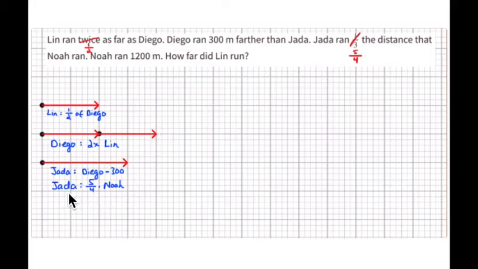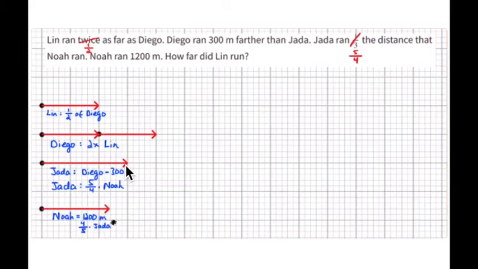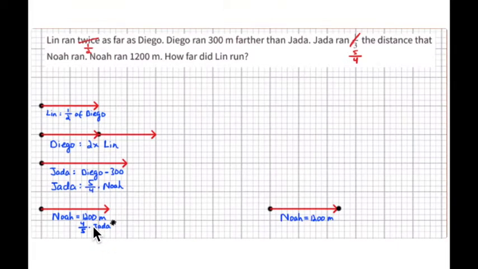And Jada at the same time ran 5/4 the distance that Noah ran. So this length right here is going to be longer than Noah's run. So Noah ran 1,200 meters. And notice that this is also 4/5 the distance that Jada ran. So if Jada ran 5/4 the length that Noah ran, then Noah ran 4/5 the length that Jada ran. It's the reciprocal relationship, the multiplicative inverse. And we'll look at this a little more in just a moment.